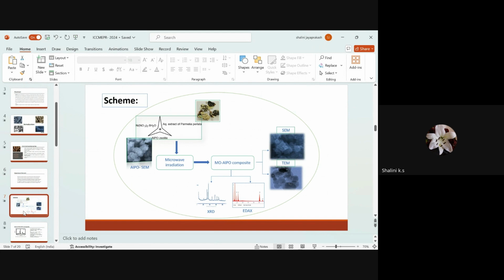The scheme of the work is that we synthesized aluminophosphate zeolites by the microwave method, and then the aluminophosphate zeolites we synthesized were mixed with nickel nitrate and aqueous extract of Parmelia perlata, which is a lichen found in the Western Ghats of our Karnataka. The whole plant extract was used as a source for conversion of nickel nitrate into nickel oxide. Characterization studies were carried out by XRD, SEM, EDAX and TEM.